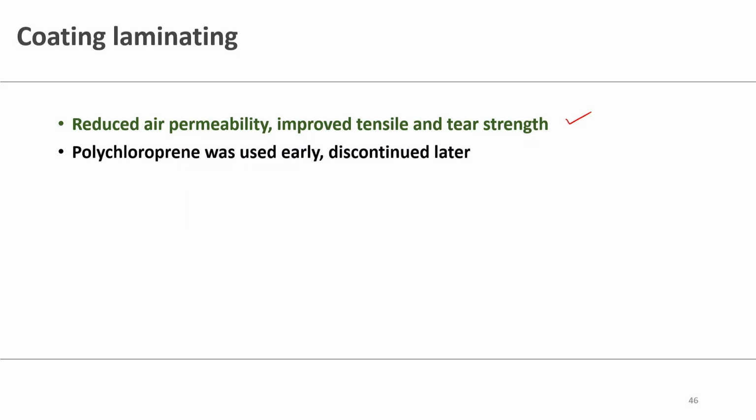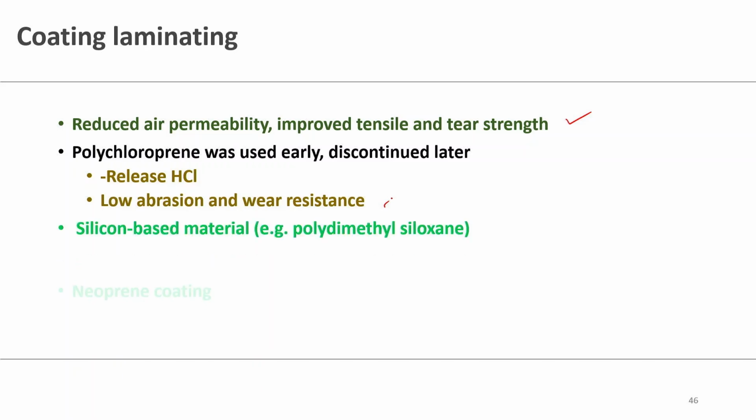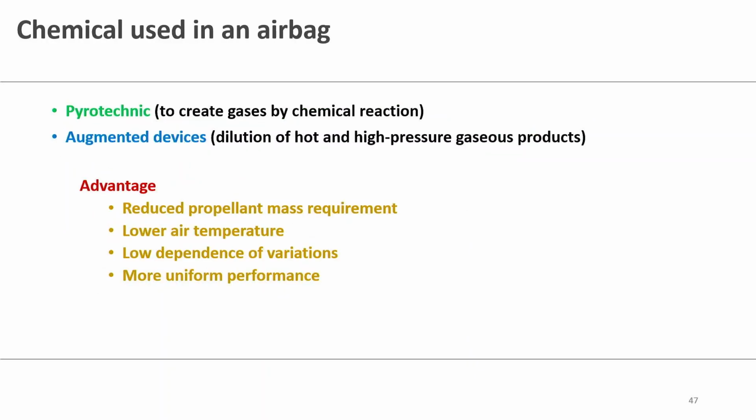So, different types of coatings are used. The earlier type, polychloroprene chemicals, were used, which release hydrochloric acid and have low abrasion and wear resistance. Silicon based materials are used, neoprene coatings, multi coatings are used.